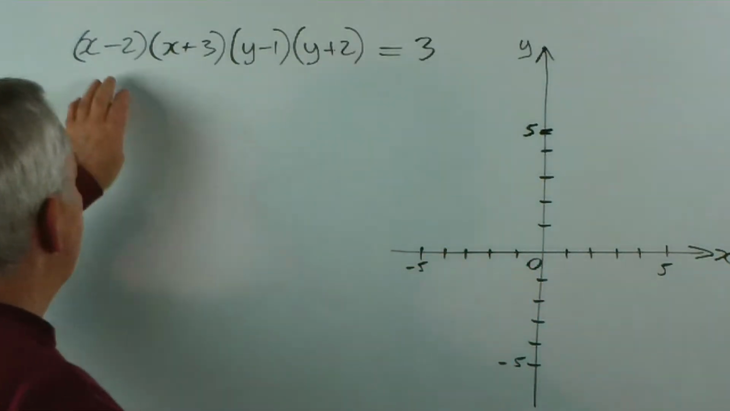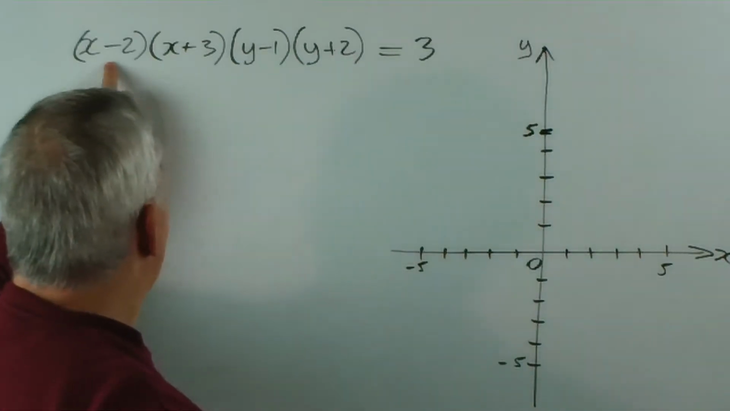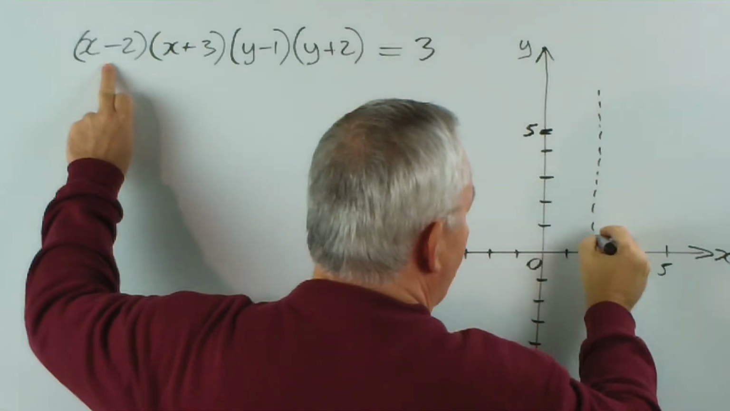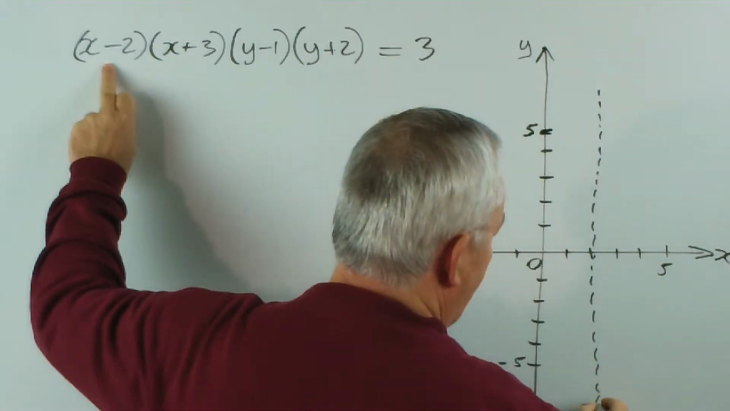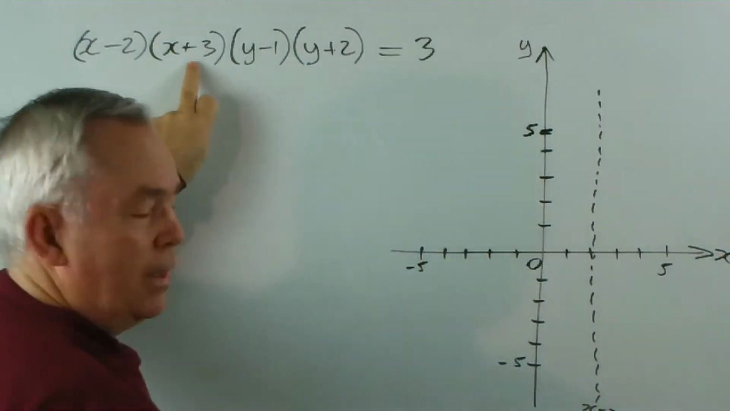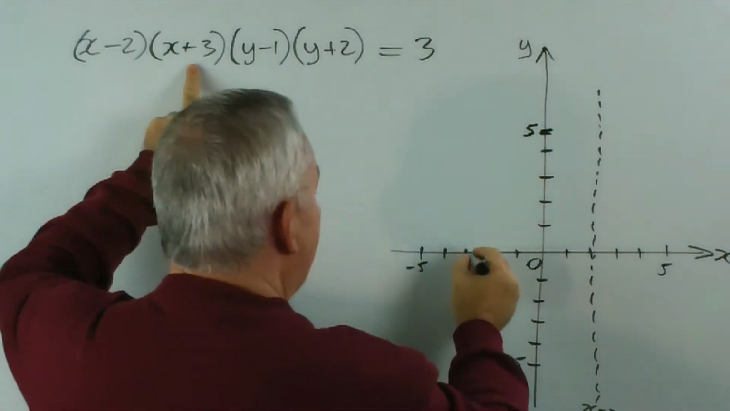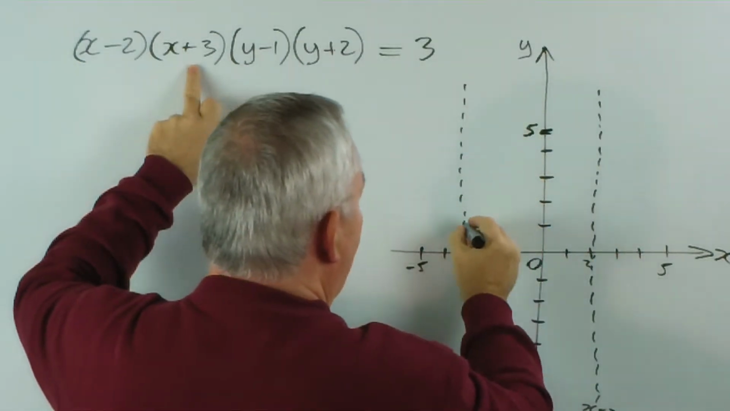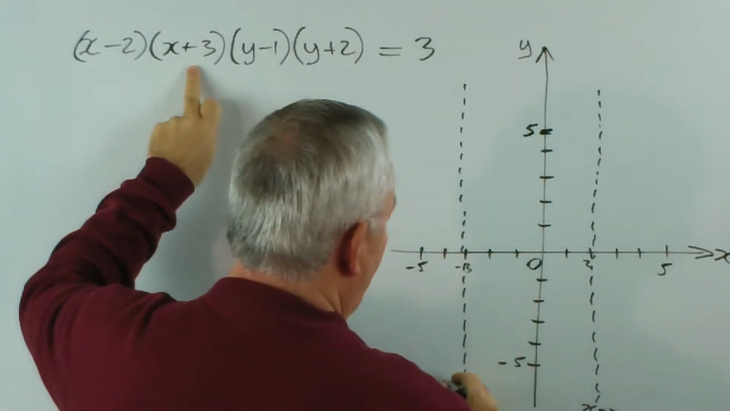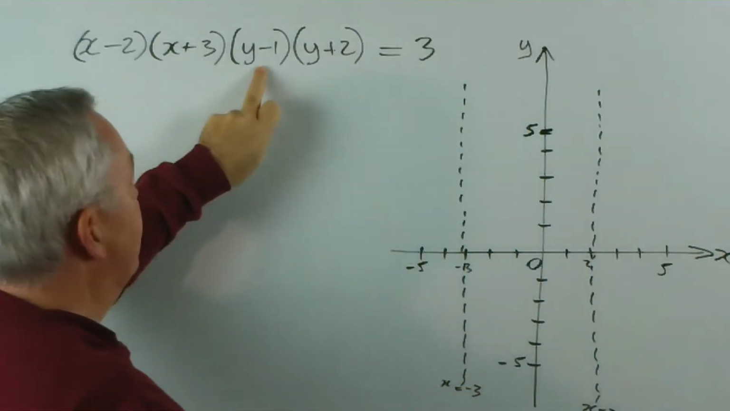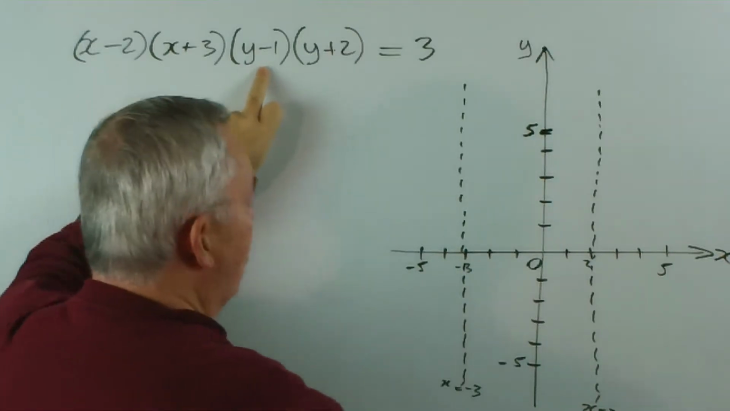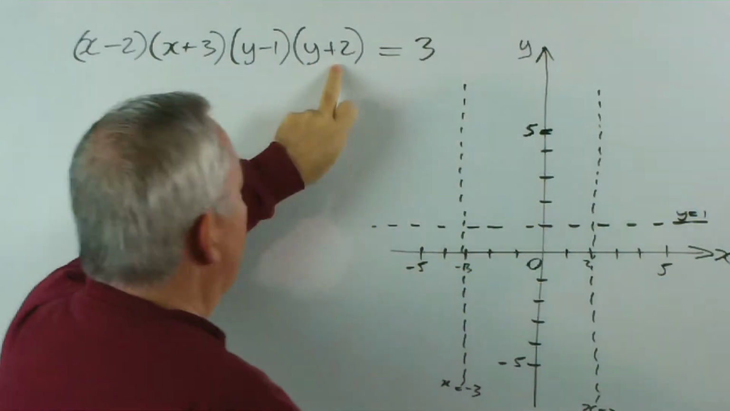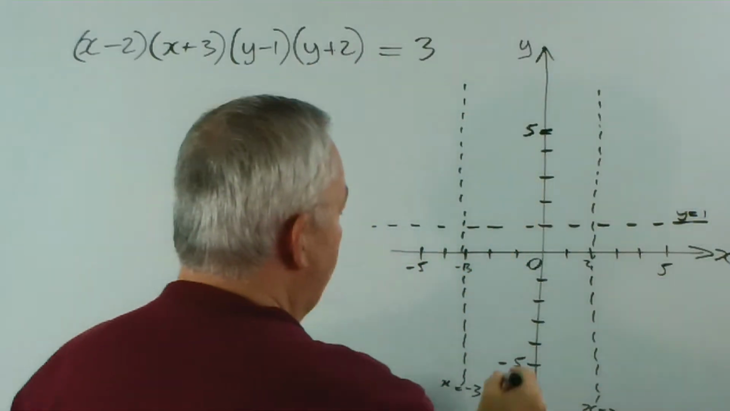Now let's mark where these asymptotes are. We've got one asymptote where x equals 2. I'll just draw this down here. x equals 2. We've got another asymptote where x is negative 3. That's here. Another asymptote where y is equal to 1. And another asymptote where y is equal to negative 2.